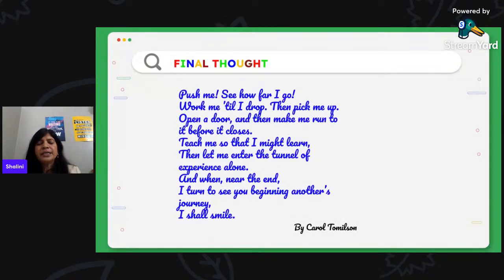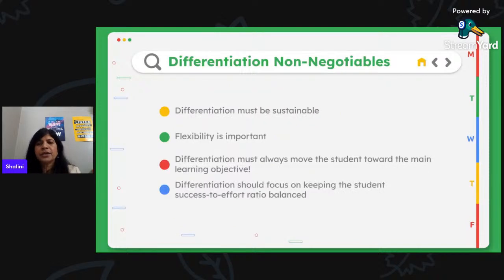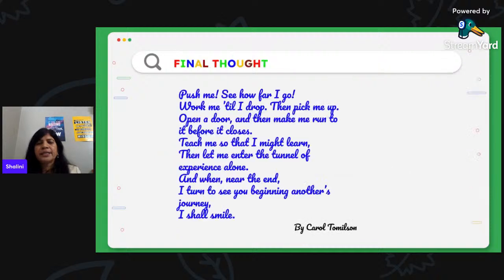At the end of the day, differentiation should always have the student at the center. When we keep the student at the center, we will be able to make the right decisions at the right time. We also have to see that the success to effort ratio is balanced. We should put every child out of their comfort zone. If they can do whatever they can do, we have to see what the next challenge could be for them. The same challenge cannot be the challenge for a learner who is already at the advanced level. So we have to see what appropriate challenges are rigorous, interesting, engaging and significant enough for them, and they see the learning happening. Next. So, that is it.